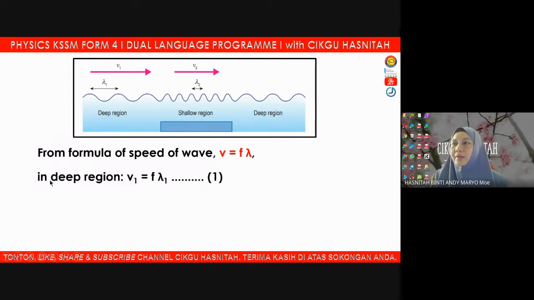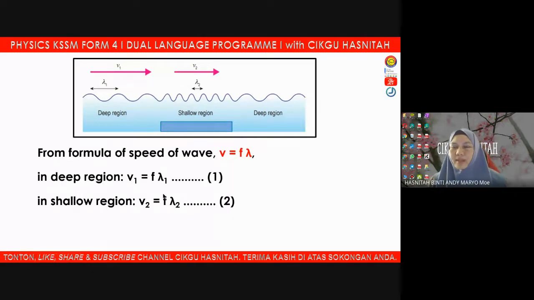In the deep region, the speed v1 is f lambda 1. Lambda 1 means the wavelength in the deep region. While in the shallow region, the speed v2 is equal to f lambda 2. This is the wavelength in the shallow region. If you see here, f is constant. The frequency is the same. Why is f the same?